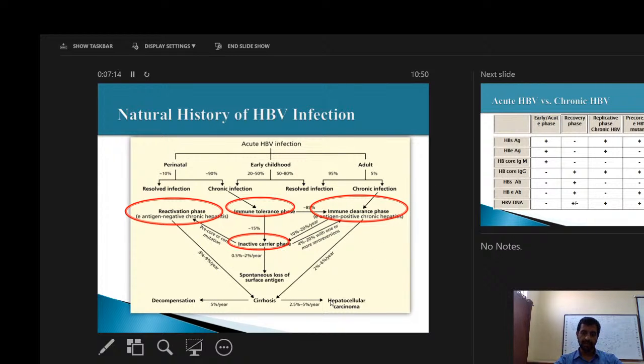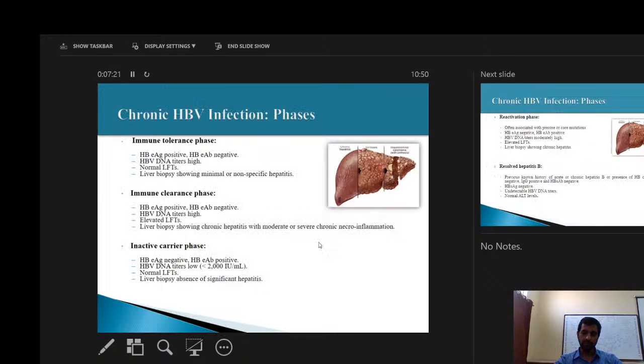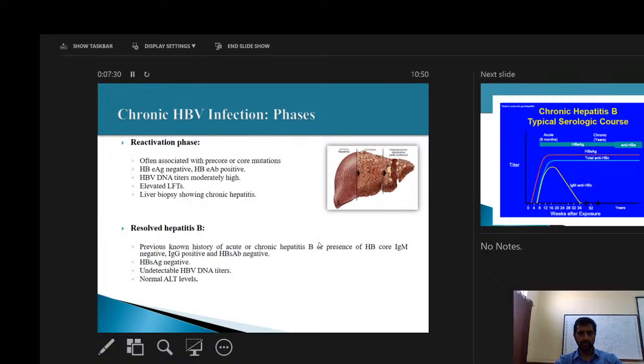What is the inactive carrier state? So we have seen what the immune tolerant phase and immune clearance phase are. Now we will talk about the inactive carrier phase. Inactive carrier, we have already seen: the patient's inflammation has come down, viral load has come down, antibodies are positive. So this patient may directly go into resolution. The infection may totally resolve. When do you say that resolution has happened? When the surface antigen also becomes negative, you call it resolution of the infection.